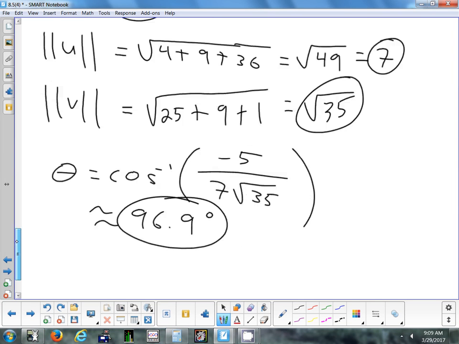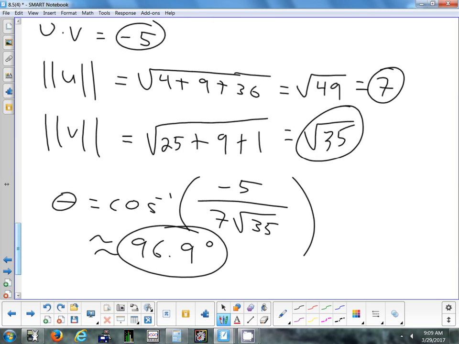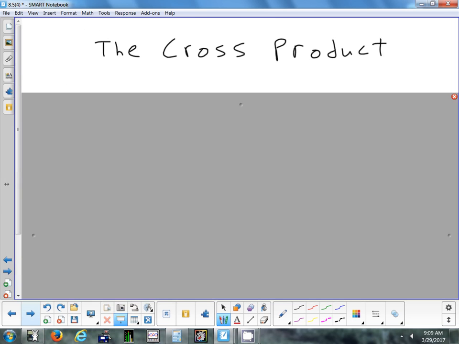Okay, so any question on angle in 3D? Okay, so everything we did up to that point is basically a review of 2D. The cross product we'll look at tomorrow. That's not something we did in 2D because you can't. There's no such thing as a cross product in 2D. It's a 3D concept. So tomorrow we'll look at cross product.